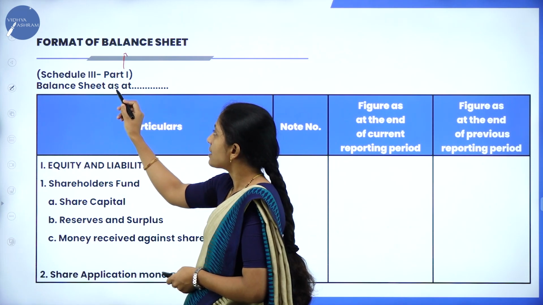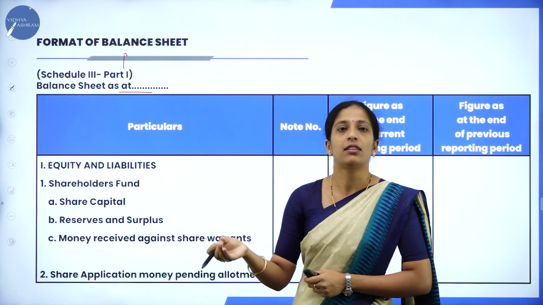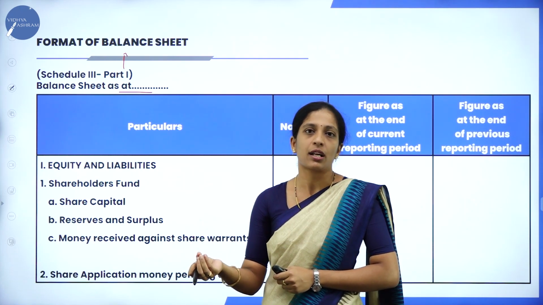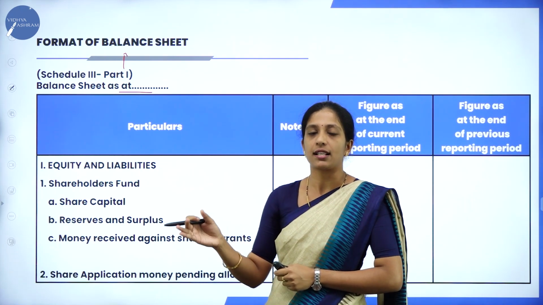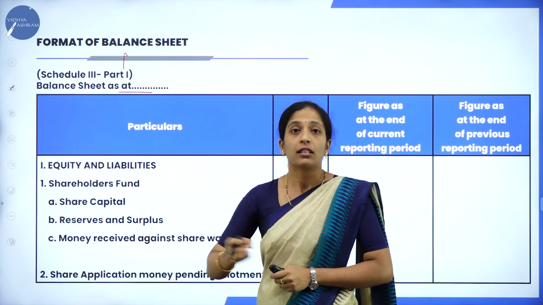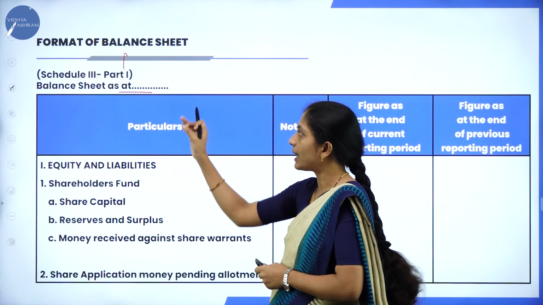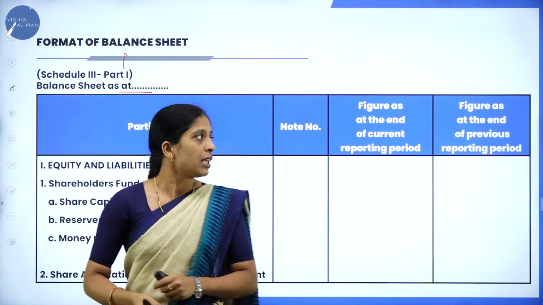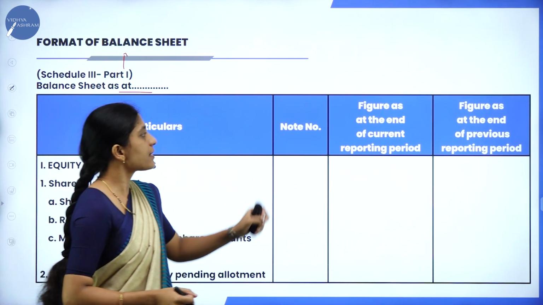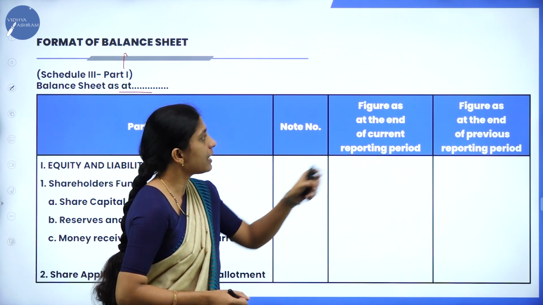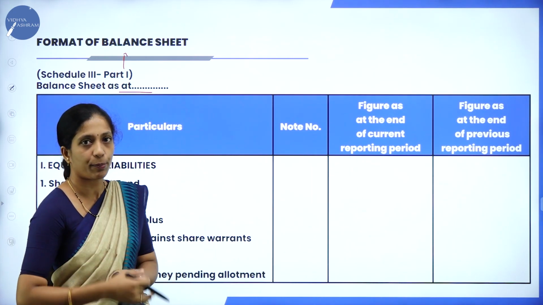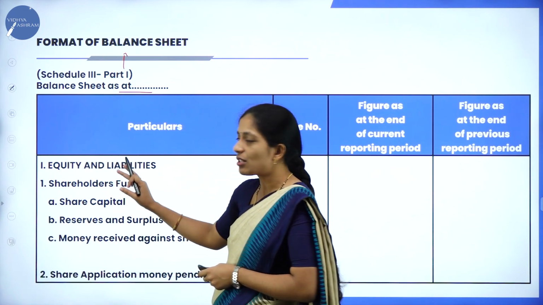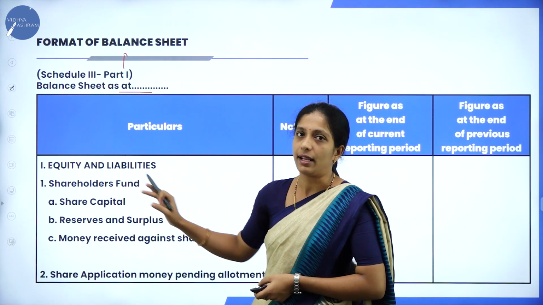So, balance sheet as at. You will start with the heading balance sheet. If they have given the date, you will write the date: balance sheet as at 31st March 2023, 31st March 2022. So this will be the format. Your format is particulars, then note number, figures at the end of the current reporting period and figures at the end of the previous reporting period. So this is just a format. Now this you have to know. As per this order only you have to write the balance sheet.